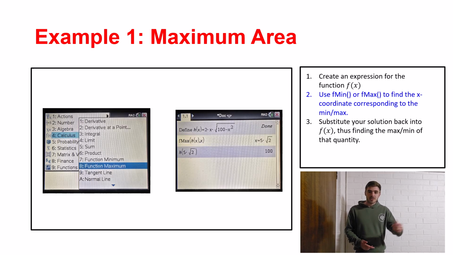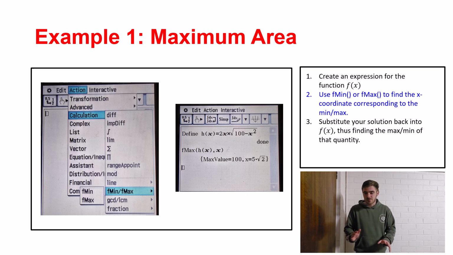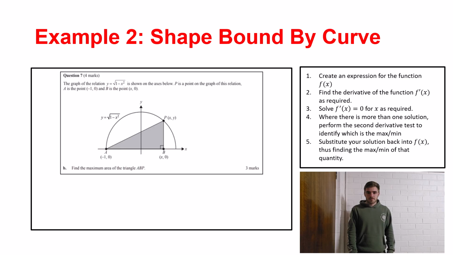Here's what it looks like on the TI Nspire, and here's what it looks like on the Casio. The syntax is the same for both. You just write the function and then comma x. Alright, so we can do areas of shapes now, but how about this kind of question?